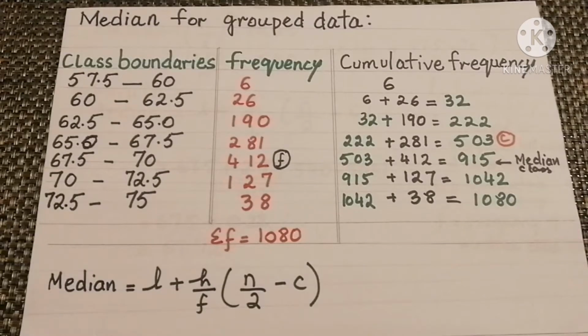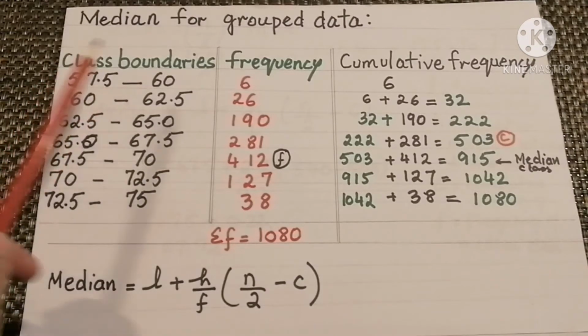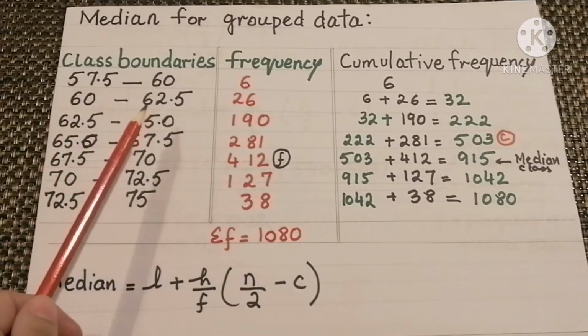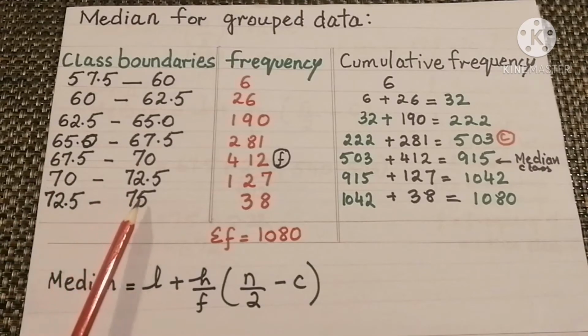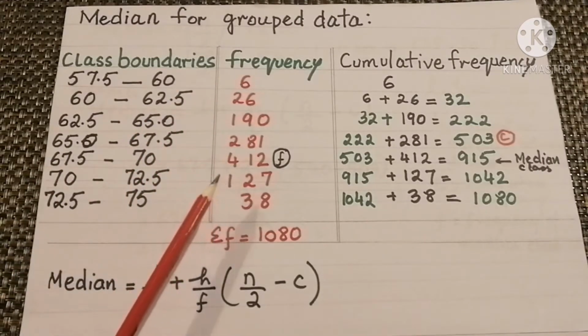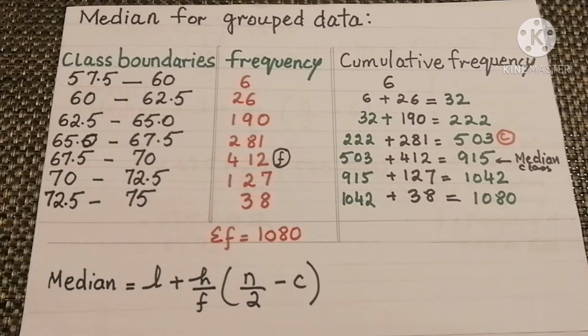Today we will study the topic of median for group data. Now in a question, if class boundaries are given to us like 57.5 to 60 having the frequency 6, then 60 to 62.5, 62.5 to 65 and so on up till 75, and their relative frequencies are also given, how will we find the median? For that we have to know the concept of cumulative frequency.